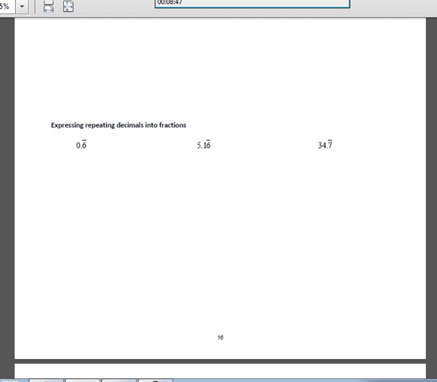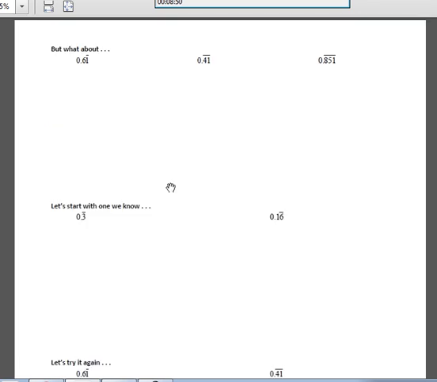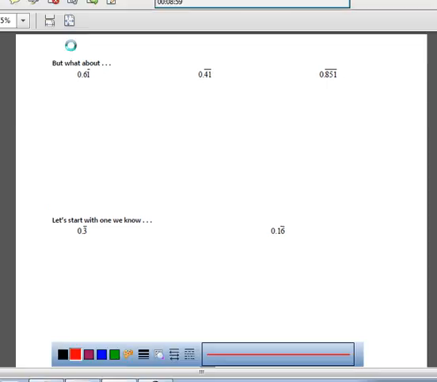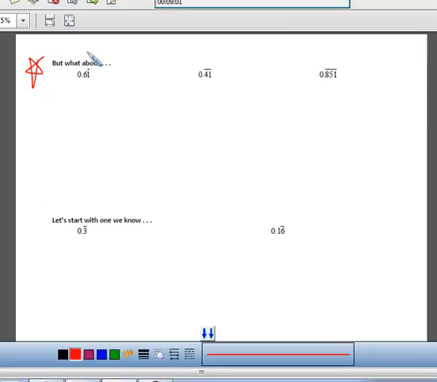So, on page 17, we'll skip over some of these. These ones at the top are actually a bit of a challenge, so we'll actually do those in math together. Let's do this one here, 0.3 repeating. Now some of you may know already that that's 1/3, but let's show how you get 1/3.